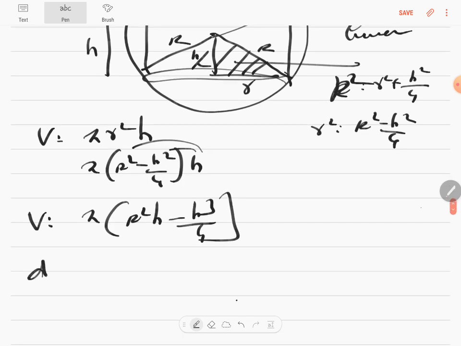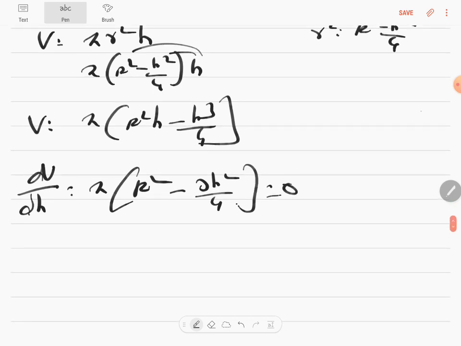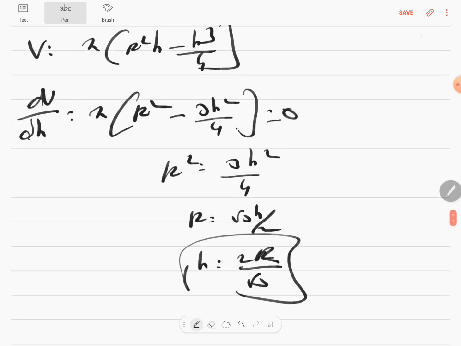You're going to differentiate it with respect to h. Pi is there. R square is a constant, dh by dh is 1. Minus 3h square by 4 is equal to 0. So capital R square is equal to 3h square by 4. Capital R is root 3 h by 2. And so h is equal to 2R by root 3. Because what is given is the radius of the sphere. So h is 2R by root 3. Is that what you want? Yes. You do that and then you get it.